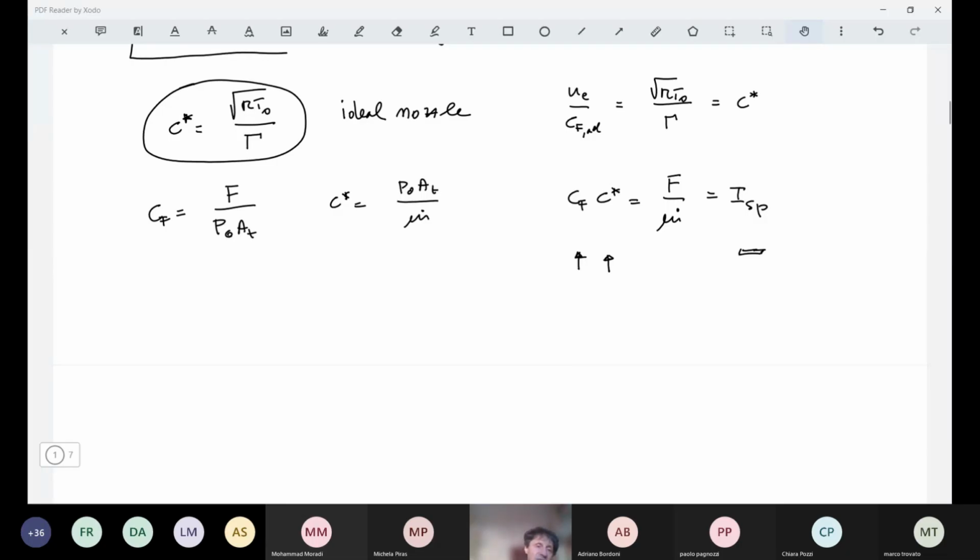And the thrust coefficient tells us how much we are able to convert this into kinetic energy through the expansion process. So the thrust coefficient identifies the quality of the expansion process. The C star identifies the quality of the energy that you have available. And for instance, if you are considering chemical rockets, it can be a measure of the quality of combustion.